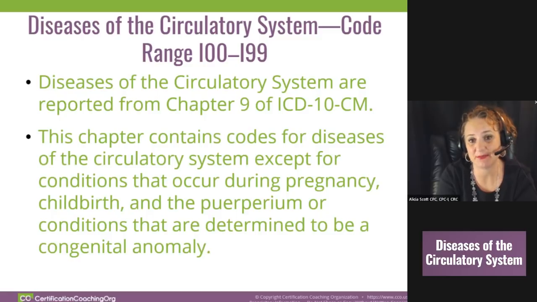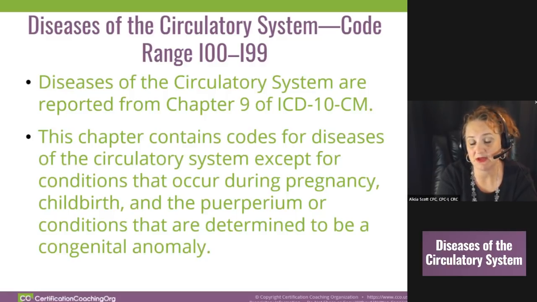And this is considered chapter 9, but I say it again and again and again: don't think of them as chapters, think of the first character, I's. This is going to be conditions and diseases of the circulatory system, but it's not going to include pregnancy, anything to do with childbirth or puerperium. And if there is a congenital anomaly of the heart, that's going to be someplace else. We'll talk about that in another chapter because we have congenital diseases.